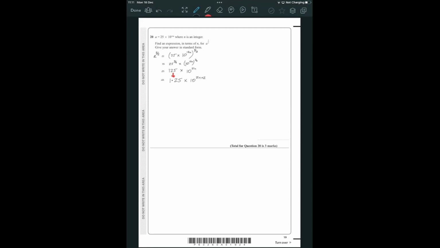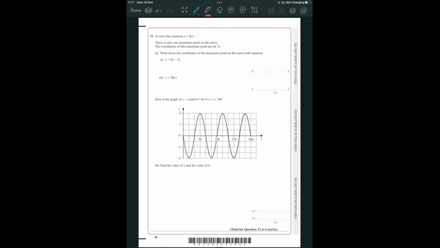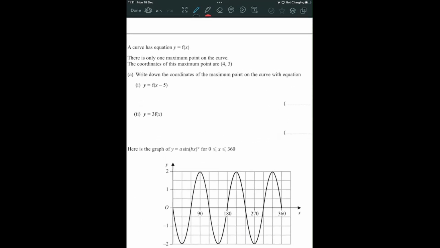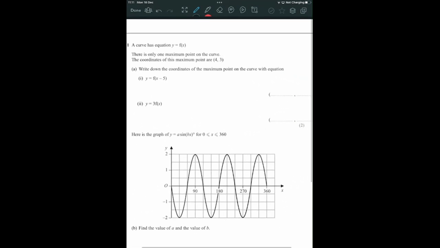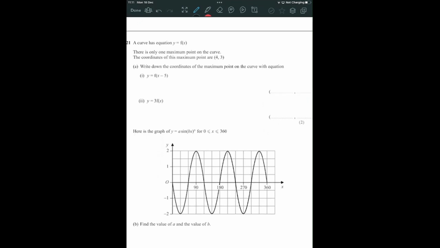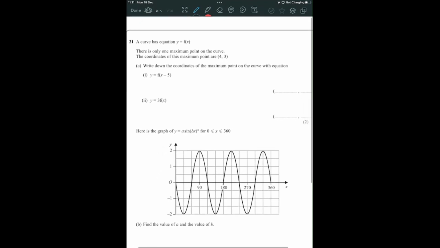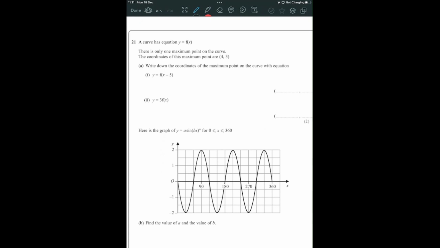It's getting more difficult. Question 21. This is pretty much an A-level question. This is our graph transformations, easily a grade 9 topic. We have our function. It has one maximum point at 4, 3. Write down the coordinates of the maximum point with these equations. Well, we need to work out what these transformations are.